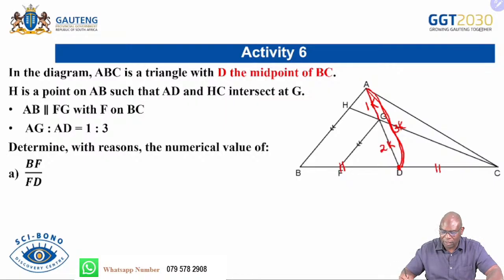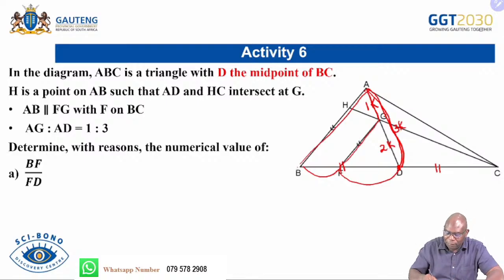So I go to my sketch and say, okay, I need BF over FD. But I see I've got parallel lines here, so I can use my parallel lines. In which triangle? ABD. So my triangle ABD can work here. So I'm going to say BF, I'm starting with that side, equals AG over GD. So I'm saying BF, AG, FD, GD.